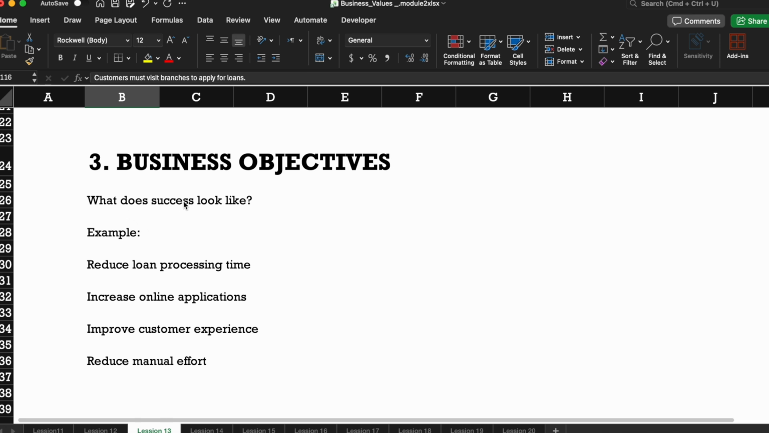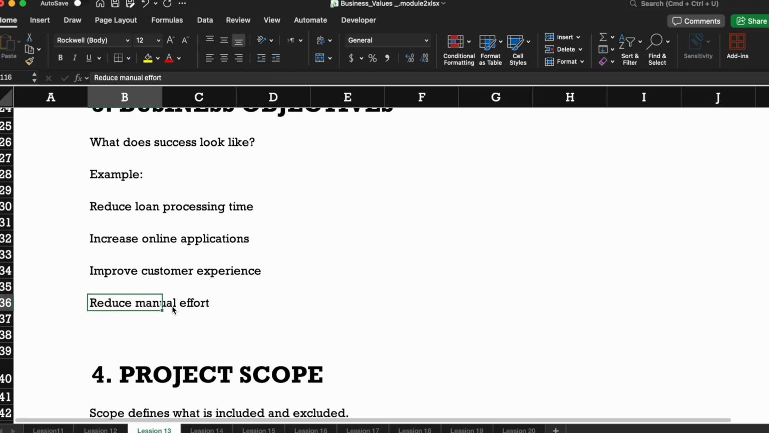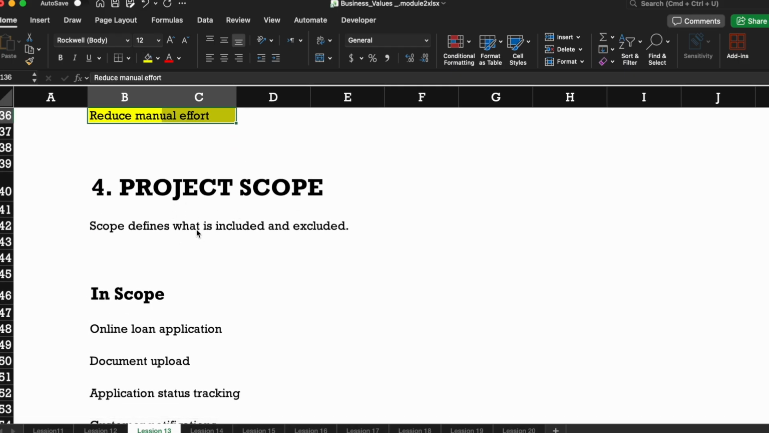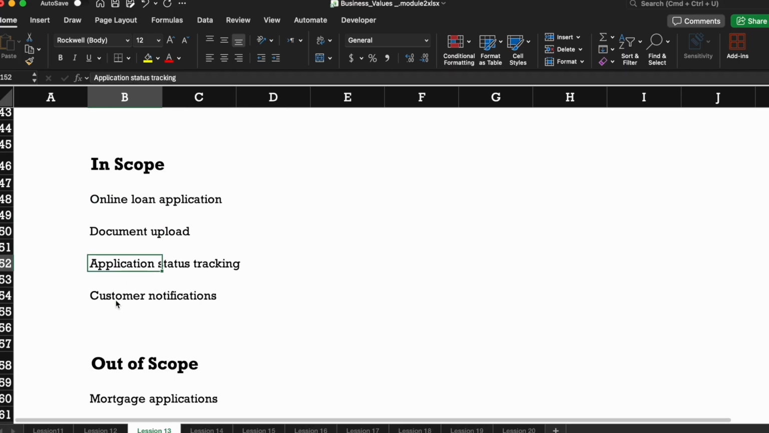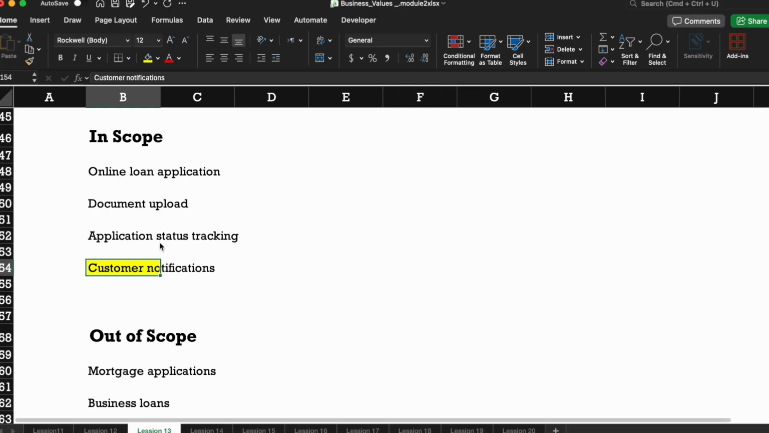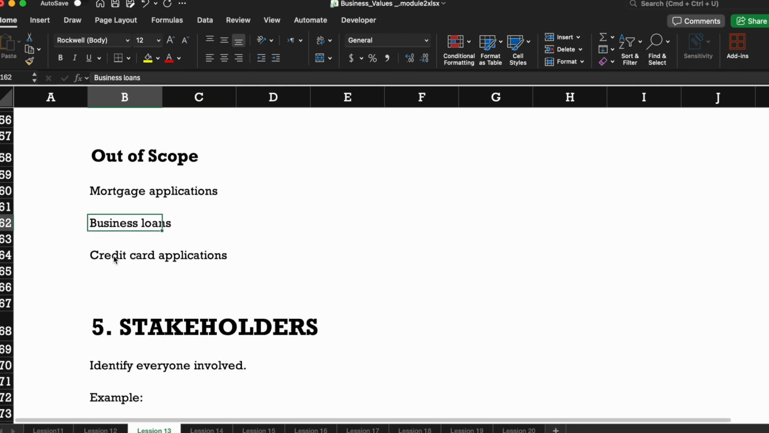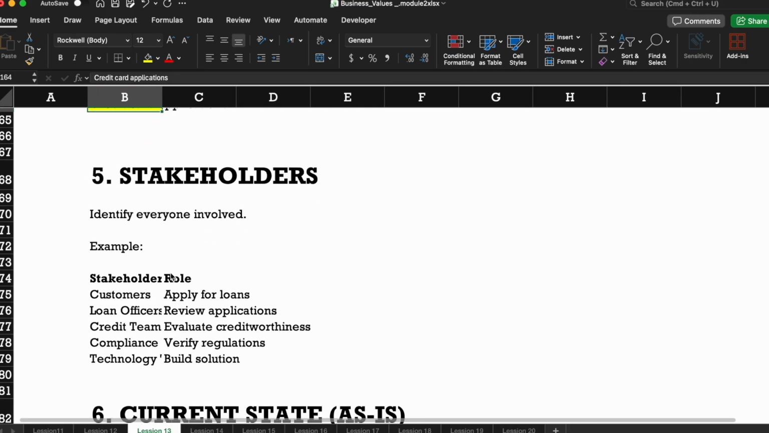Business objectives: what does success look like? Reduce loan processing time, increase online applications, improve customer experience, reduce manual effort. Project scope defines what is included. In scope: online application, document upload, application status tracking, customer notification. What features will be included? That's what we are listing here. Out of scope: mortgage applications, business loans, and credit card applications are out of scope. We need to mention these things in the BRD document.